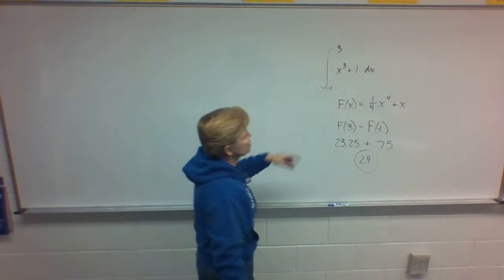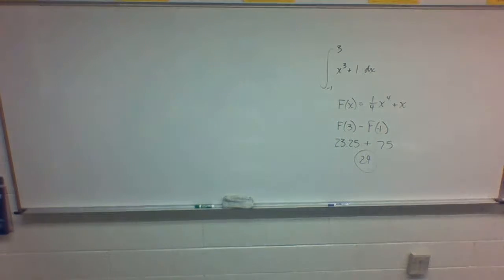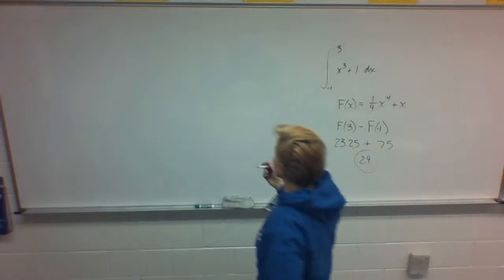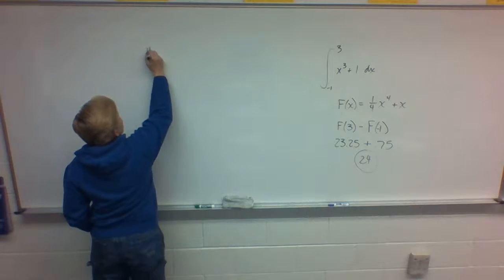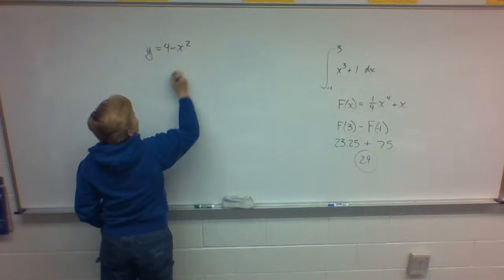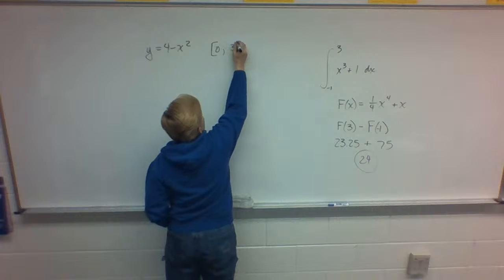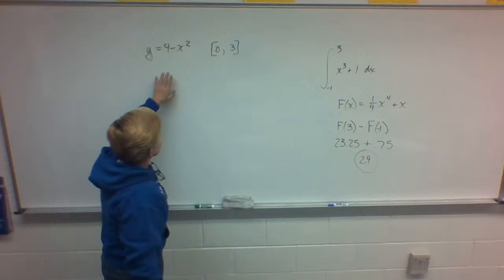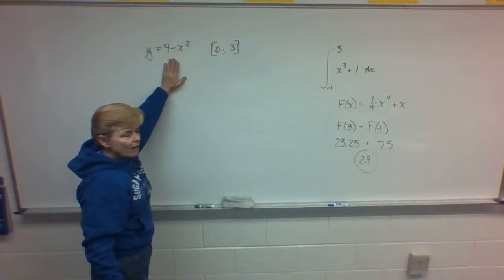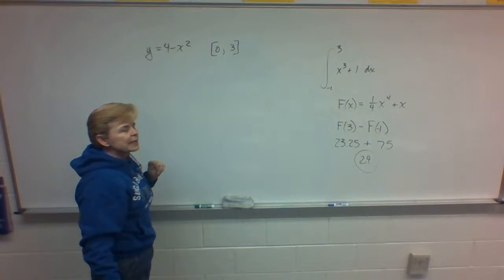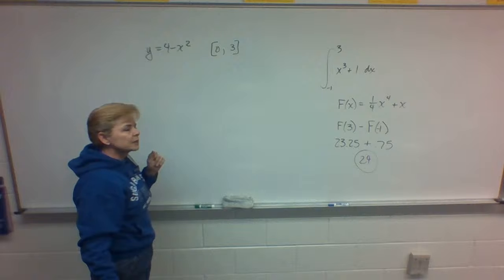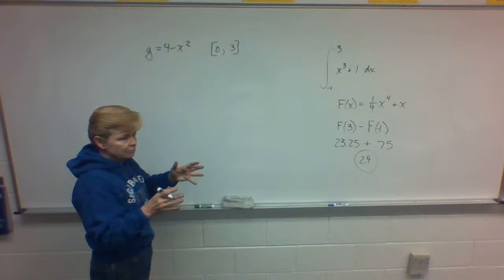Now, I want to take a look at this a little bit more. If I have a function y equals 4 minus x squared, and I'm going to look at it on the interval from 0 to 3, do you have an idea in your mind what this thing looks like? It's an upside down parabola with a vertex at 4 on the y-axis, and a regular opening one that's not fat or skinny, right?